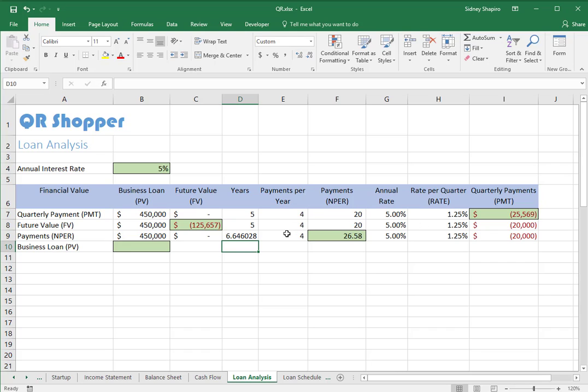We basically have an idea of how much we want to pay off based on the NPER calculation. However, as you can see at the bottom of page 537, Ryan says, I don't want to take 6 years to pay off this business loan.